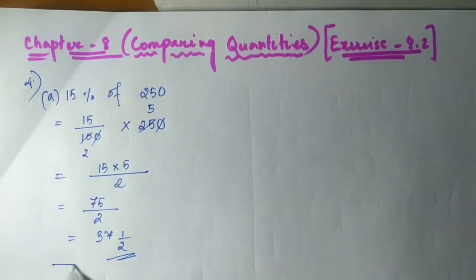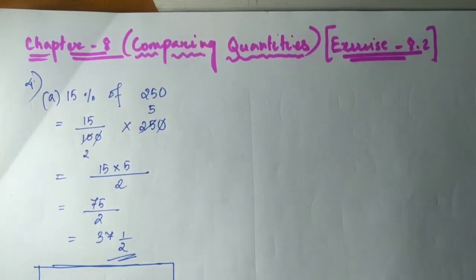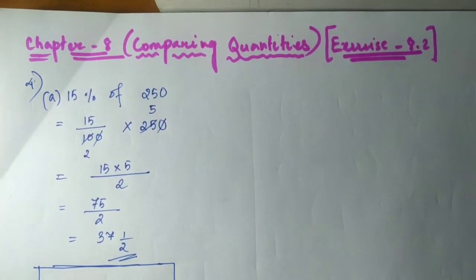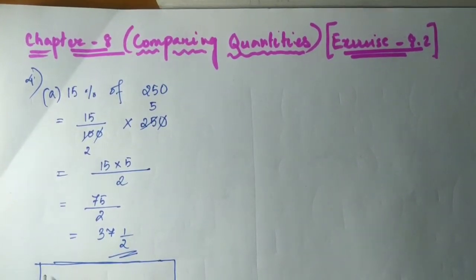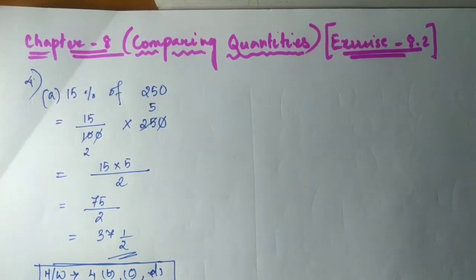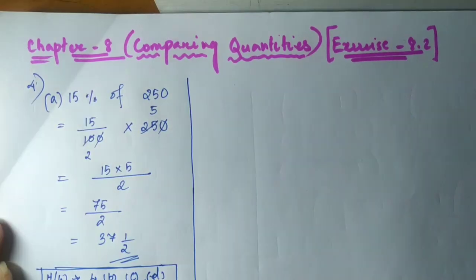So I will write down here. Same way, you just have to find them. Okay, so this will be your homework. Question number 4, B, C and D. So you will try to solve this one. Okay, B, C and D. Now let's move on to question number 5.